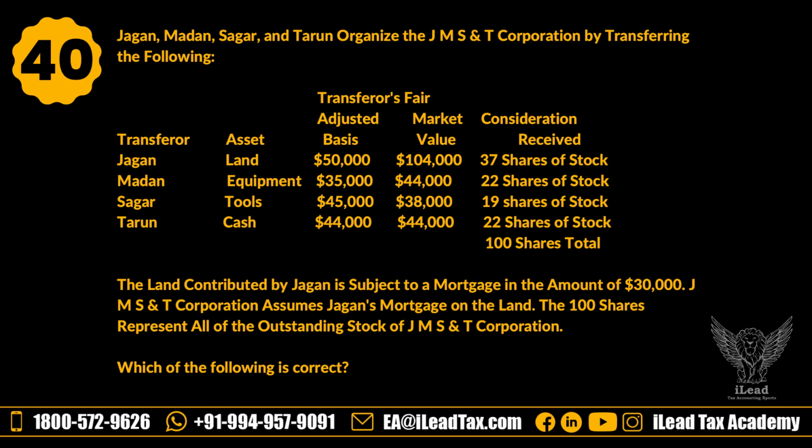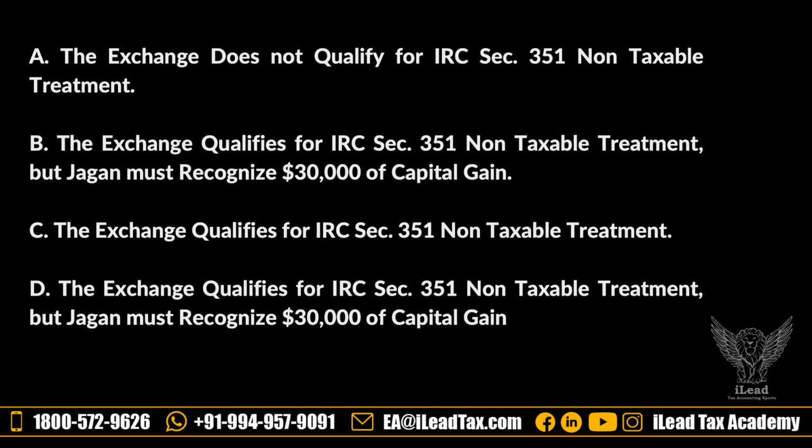Here the land contributed by Jagan is subject to a mortgage in the amount of 30,000. JMS&T Corporation assumes Jagan's mortgage on the land. The 100 shares represent all of the outstanding stock of JMS&T Corporation. Which of the following is correct?